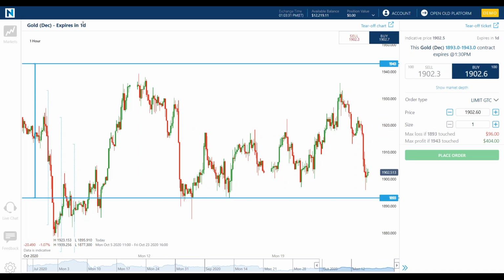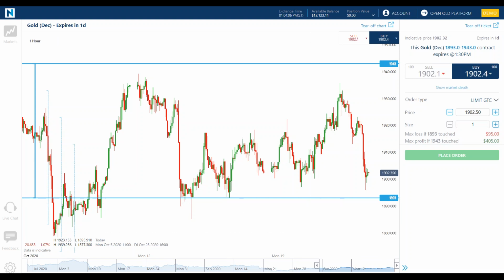Now, if I thought the price of gold were going to go higher, I could buy this contract. And notice the indicative price, 1902.48, is right in between where there's a bid, where someone could buy it, I could sell it at this price, or 1902.50, a price where I could buy it. Now, I'm just going to buy one for fun and place that order. I just wanted to get a trade on, and I'll explain why in a second.